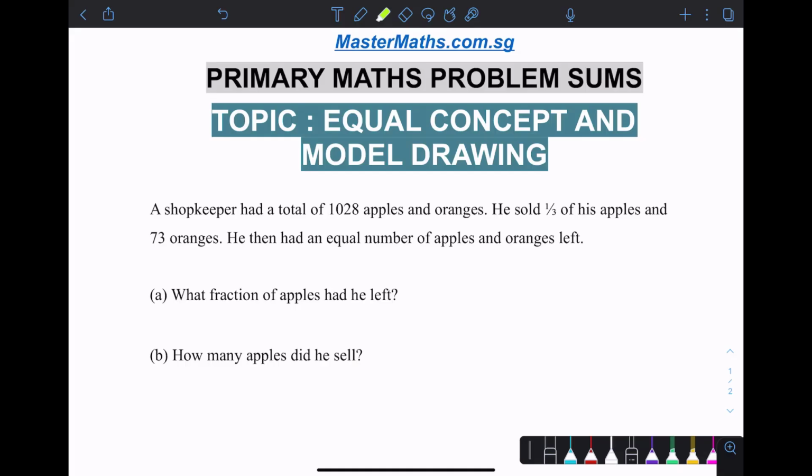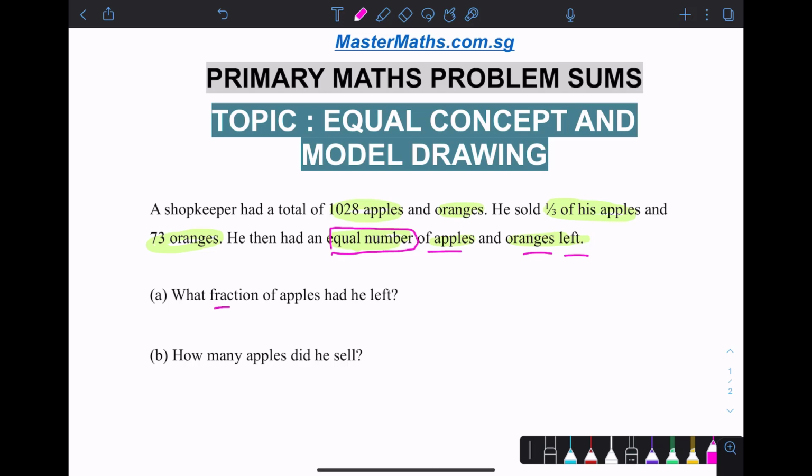Now here's a question on the equal concept, and there will be model drawing involved as well. A shopkeeper had a total of 1,028 apples and oranges. He sold 1/3 of his apples and 73 oranges. He then had an equal number of apples and oranges left. Now these are the keywords here: equal number of apples and oranges left.